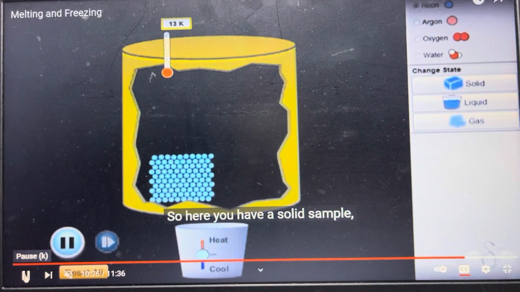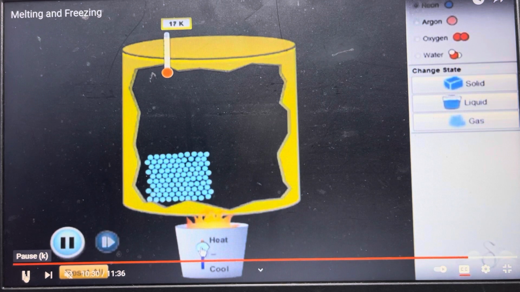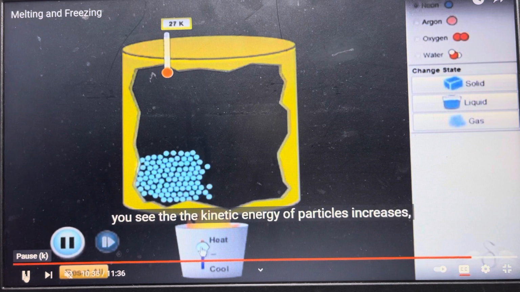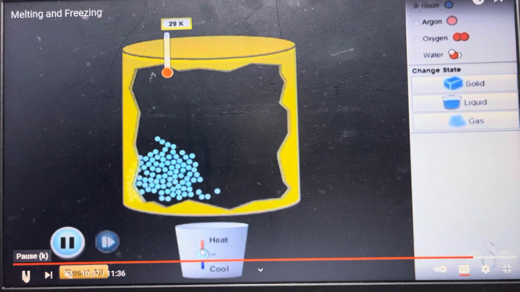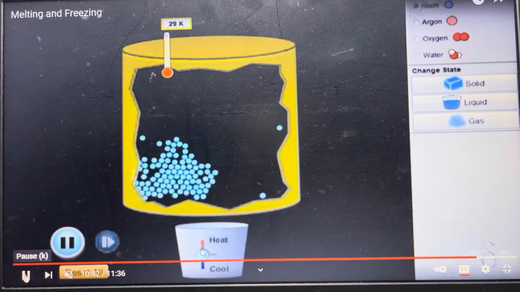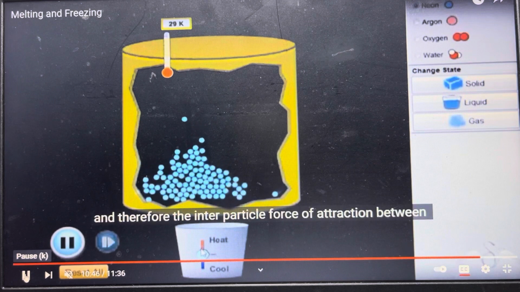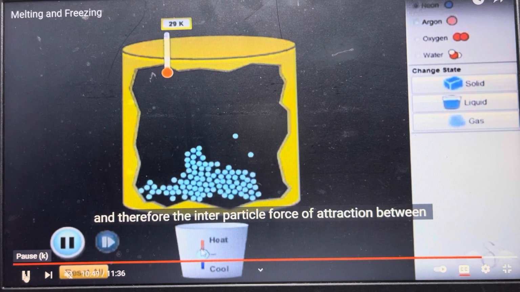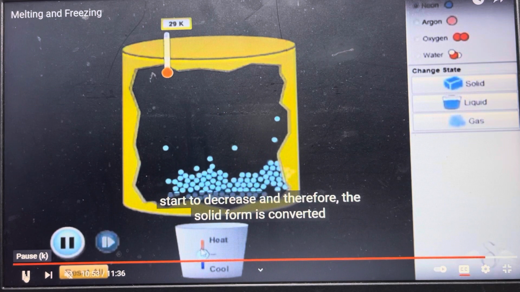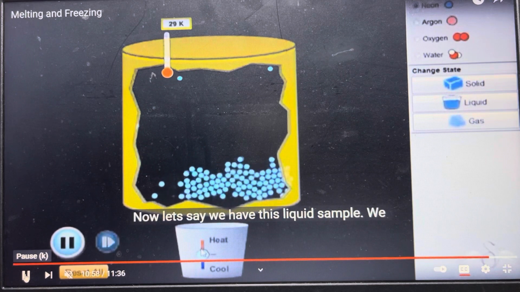So here you have a solid sample. We provide heat to the sample. As you provide heat, you see the kinetic energy of particles increases. Therefore, the speed of the particles starts to increase. The interparticle space between them increases, and therefore the interparticle force of attraction starts to decrease, and therefore the solid form is converted into the liquid form as we provide heat energy to the sample.